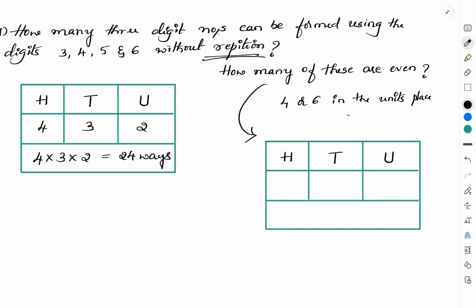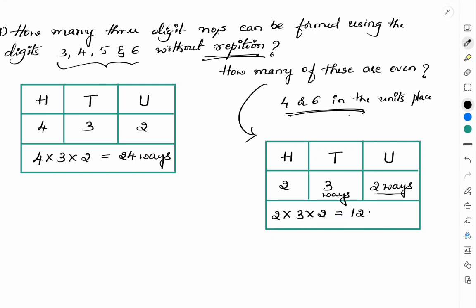In order to get an even number, in the units place we should have 4 or 6. So here there are two ways to fill the units place, either 4 or 6. Among the four digits that are given to us, one digit we write in the units place, so we are left with three different digits which we can write in the tens place. Then from the given four digits, we have only two digits left to fill. So we have 2 into 3 into 2, which is 6 into 2, 12 ways where we get even numbers. So total 24 different 3 digit numbers we will get, out of which 12 numbers are even.